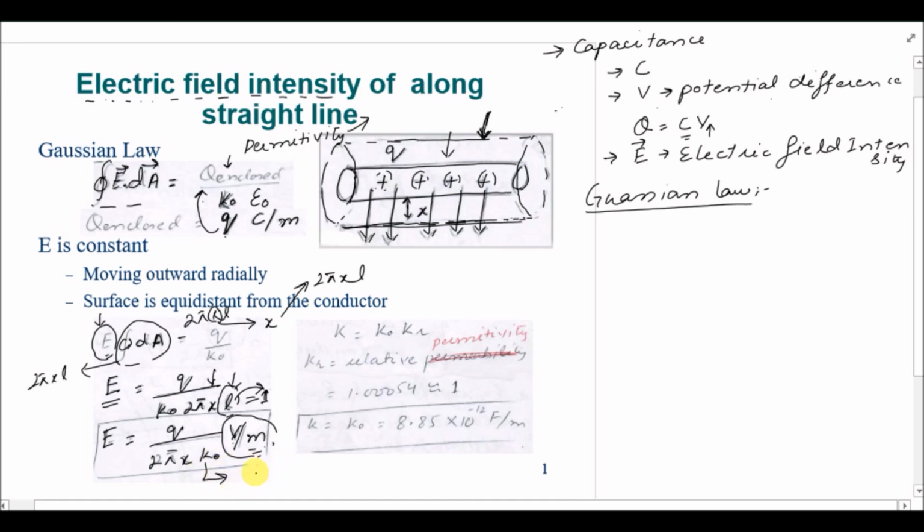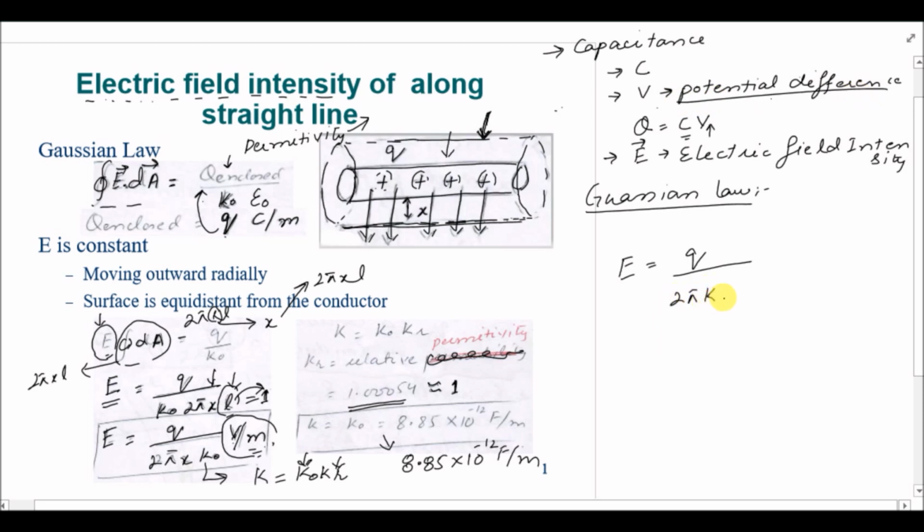As I have mentioned before, this is the permittivity, but the actual value of permittivity is K naught into Kr, where Kr is the relative permittivity and K naught is the permittivity of the vacuum. The relative permittivity value is 1.00054, which is approximately equal to 1, and the value of K naught is 8.85 into 10 raised to minus 12 farad per meter. So this is the formula for electric field intensity that you will use in order to calculate the potential difference: 2 pi kx, where k will be replaced by K naught if Kr is equal to 1.